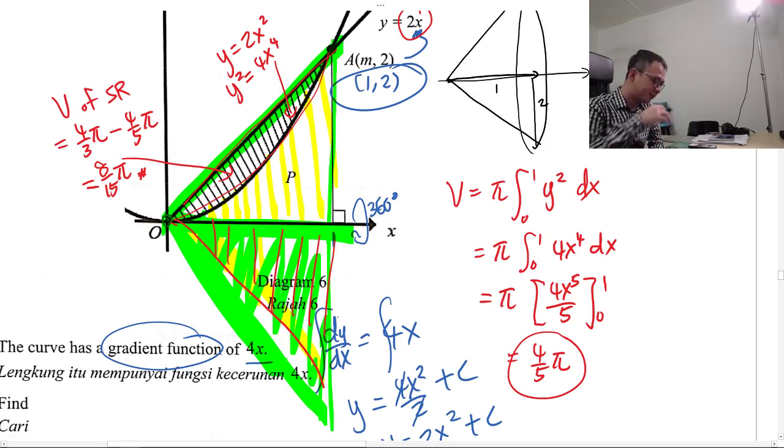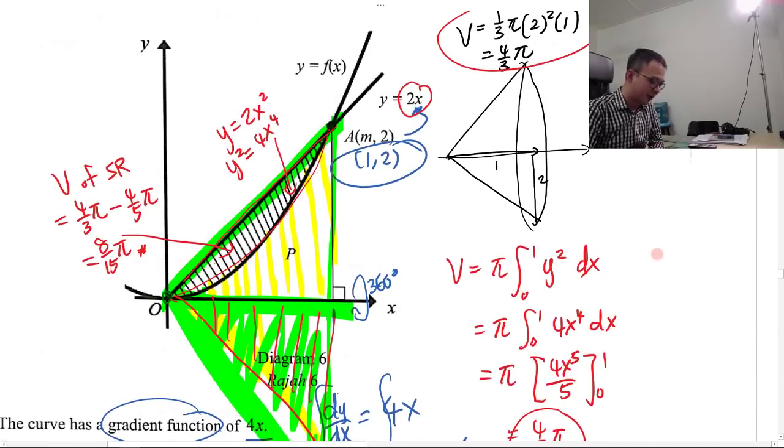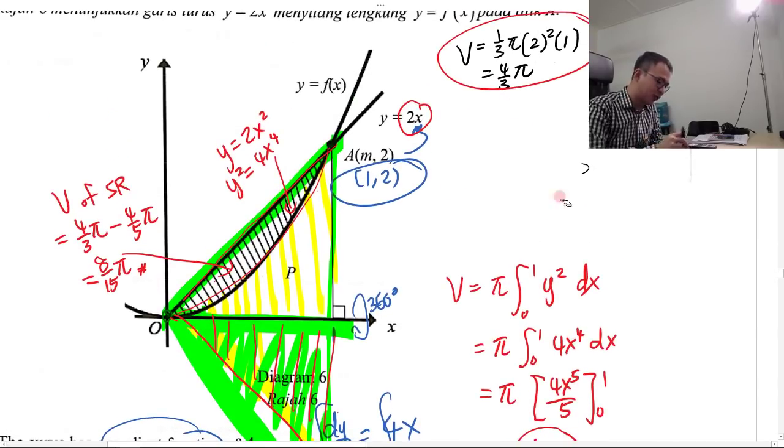Of course, there's a faster way of doing this part if you want. If you do not like to find the volume of the cone and then integrate the curve, you can join them together. But let me just try it out first.